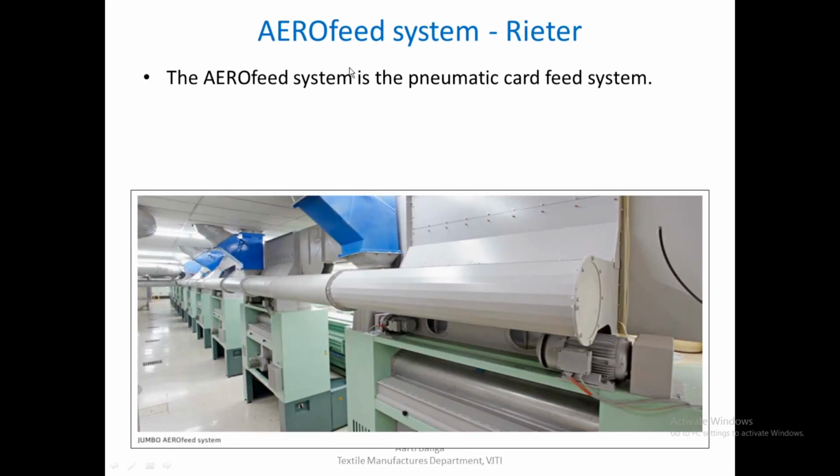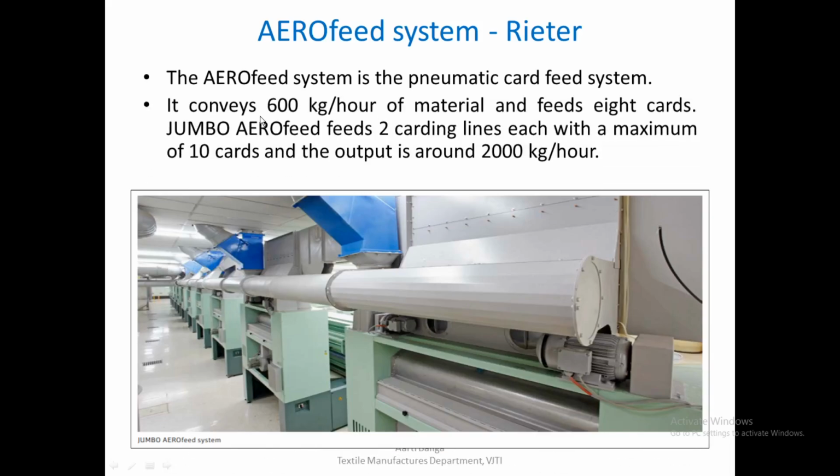There is one system introduced by Reuters, called the Aerofeed system. The Aerofeed system is a pneumatic card feed system. One can see the ducting here. The transport duct brings the material to all the cards in one row. It conveys around 600 kgs per hour of material and will feed around 8 cards. There is one more version, the jumbo Aerofeed, which will feed 2 carding lines, each with a maximum of 10 cards, and its output would be around 2000 kgs per hour.